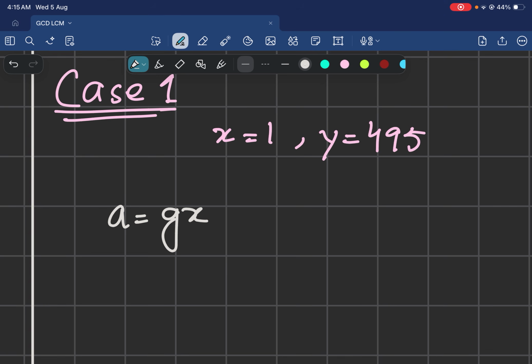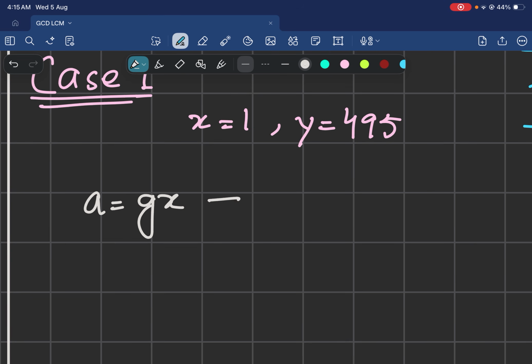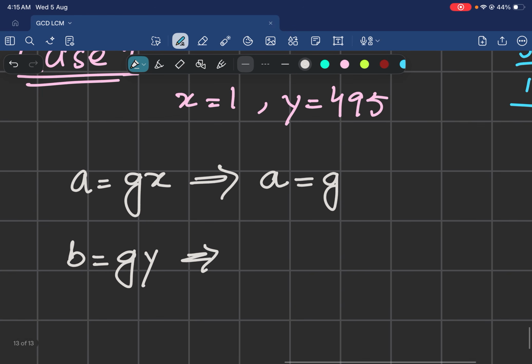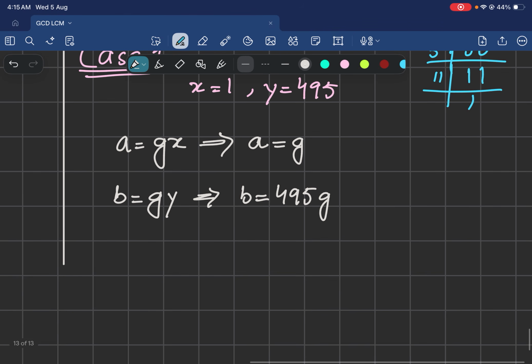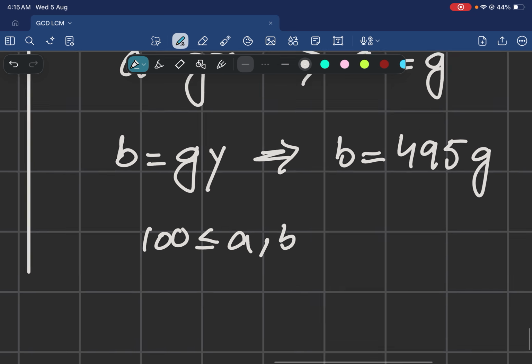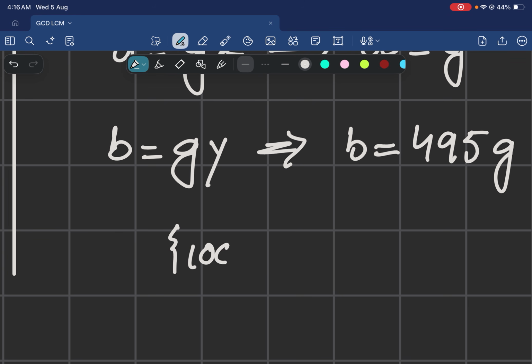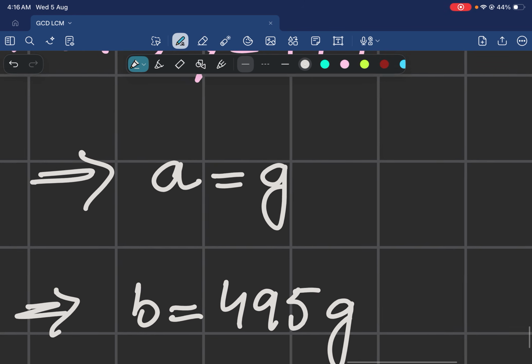So let's say A is equal to G of X, right? Since X is equal to 1, I can say that A is equal to G, okay? And then B is equal to G of Y, and Y is equal to 495, so I can say B is 495G. This is the value of B. We do know that A and B both must be at least 100, right? So the minimum value of these two could be 100.